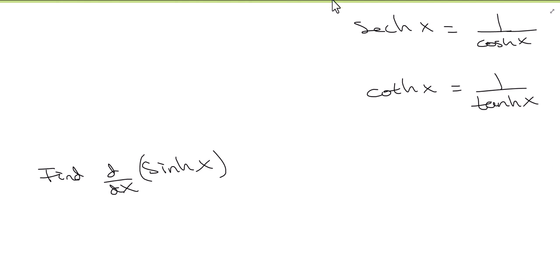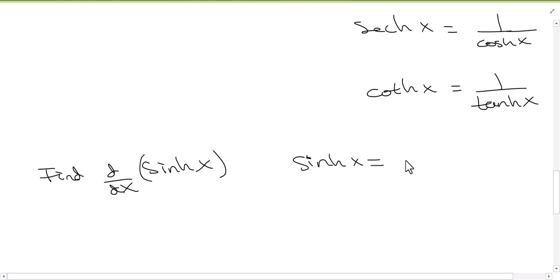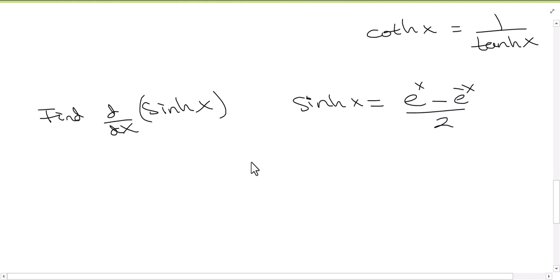So in order to find a derivative here, I'm not going to resort to the definition. We're not going to do f of x plus h minus f of x. Now we have other tools. We have implicit differentiation, but we also know that the hyperbolic sine is equal to e to the x minus e to the minus x over 2. So I can just take the derivative of that instead.